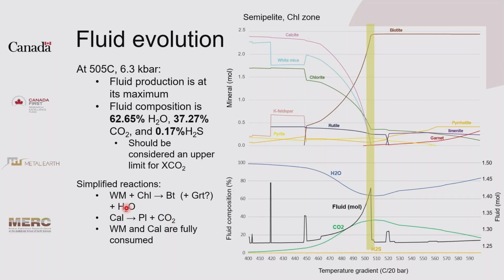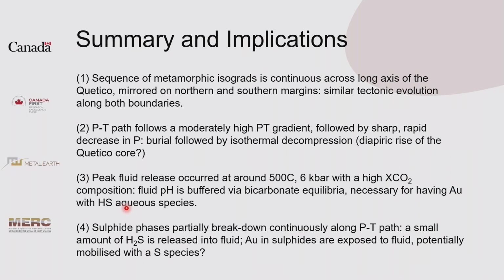For a summary, the isograds are continuous along the long axis for several hundreds of kilometers, and it's mirrored on both sides of the margins. So we have a similar tectonic evolution on both sides. The PT path follows a relatively high pressure-temperature gradient, probably a burial, followed by a really sharp and significant isothermal decompression at the staurolite-cordierite boundary. That's probably where we're bringing up the core of the Quetico.